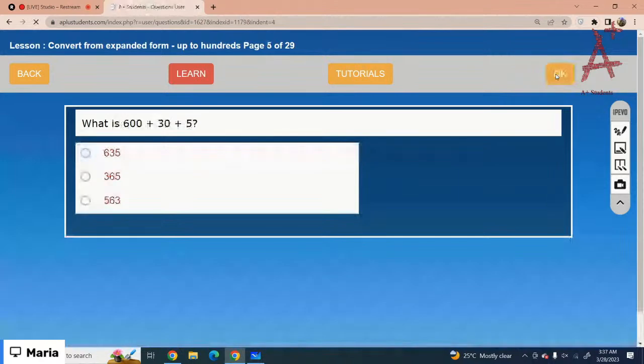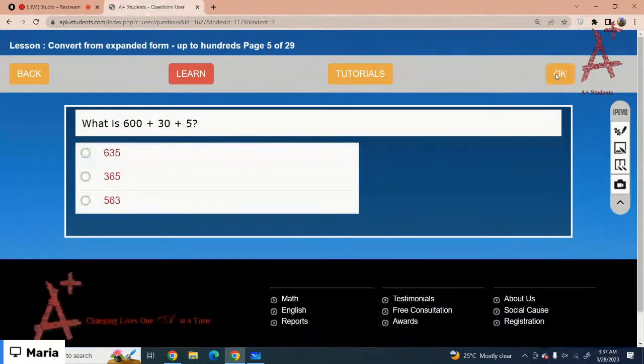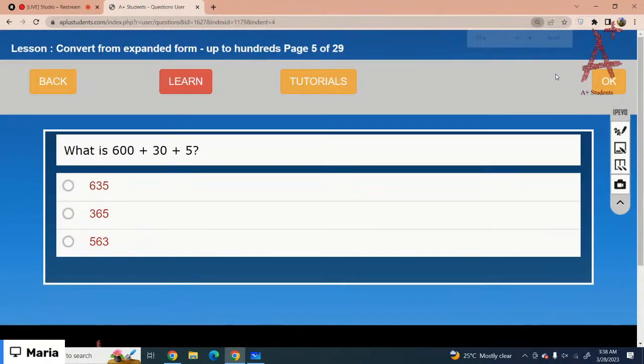Got it? Okay, wait, what is 600 plus 30 plus 5? Which number do they make? 5 is at the ones position, 3 is at the tens position, and 6 is at the hundreds position. You can add them. They make 635. The correct option is 635.